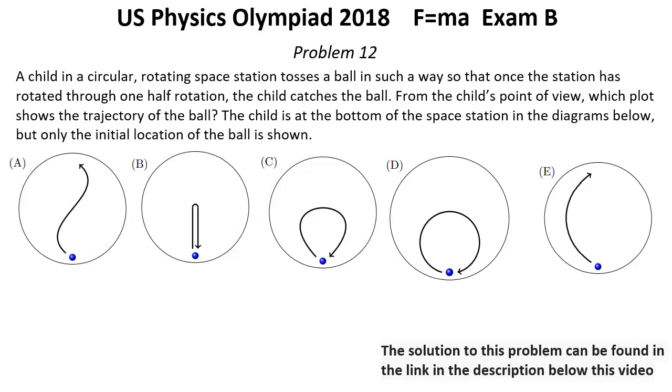In polar coordinates, the radius r of the ball is linear in time, and the angle theta of the ball is also linear in time, because it is constant in the lab frame, but the child's frame rotates uniformly. Explicitly, we have r proportional to theta minus pi over 2 for theta from 0 to pi, and plotting this gives choice C. That was a solution for problem number 12.